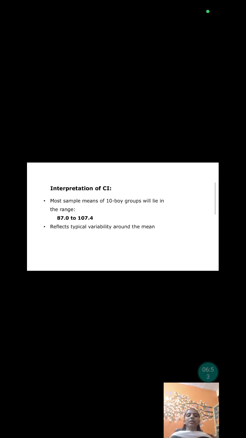What is the critical x bar? The formula is x bar plus or minus t into s by root of n. By substituting the values in this formula, we get 97.2 plus or minus 10.2. Interpretation of the confidence interval: most sample means of groups of 10 boys will lie in the range of 87 to 107.4, which reflects typical variability around the mean.